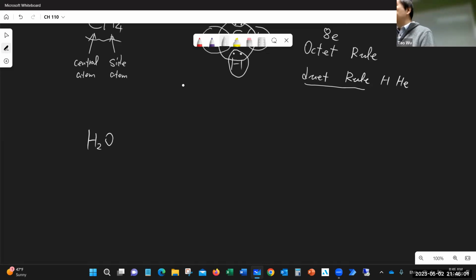Like water. Okay, so again, we need to make sure which one is the central atom and which ones are the side atoms. The central atom obviously is oxygen, because oxygen only has one. So you put oxygen in the middle, and you put the hydrogens on the side.